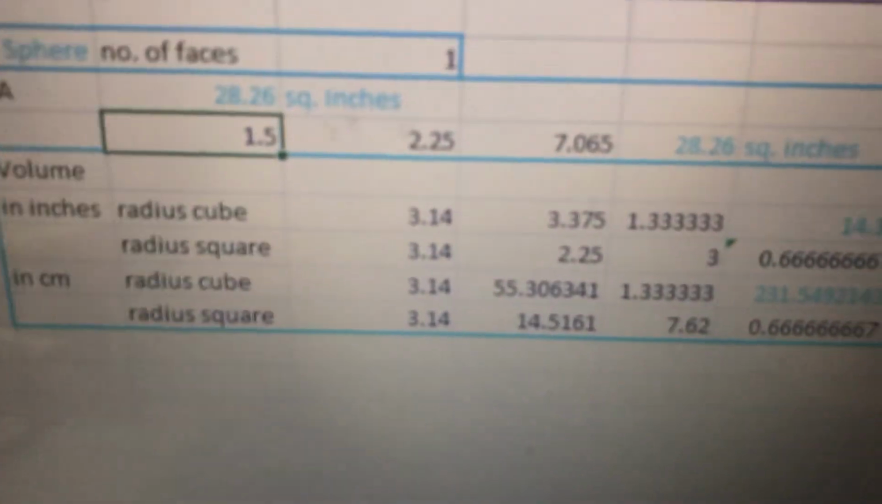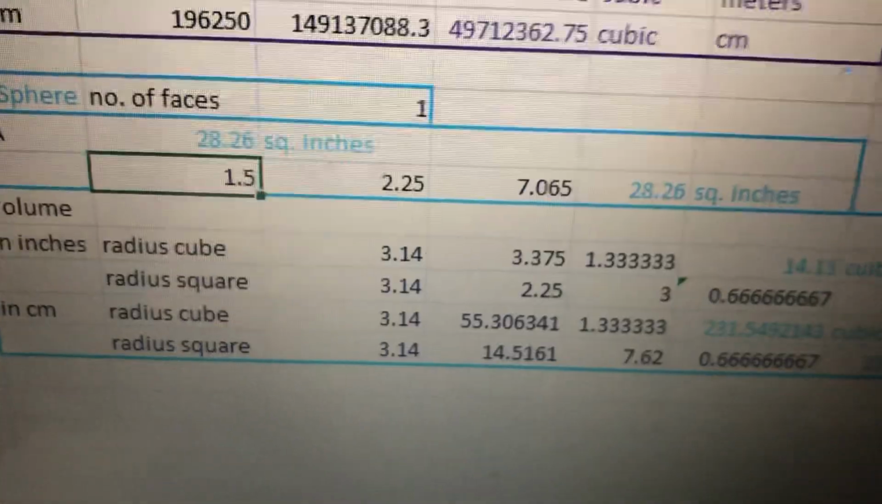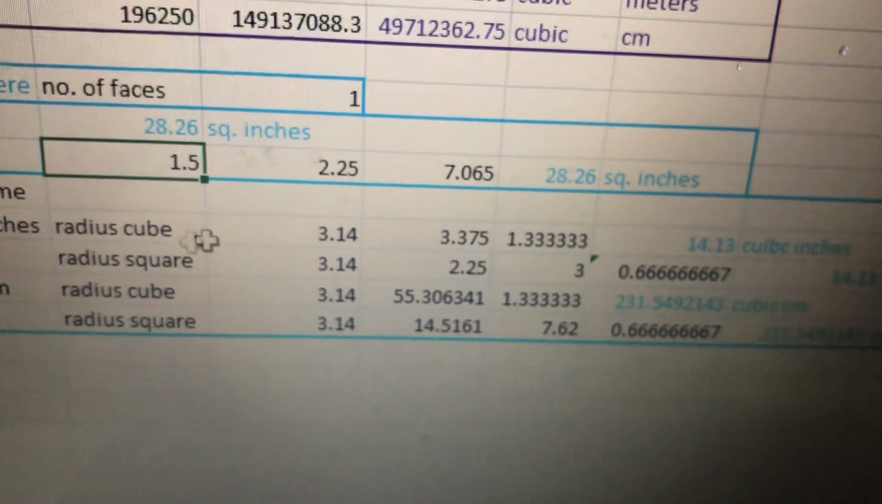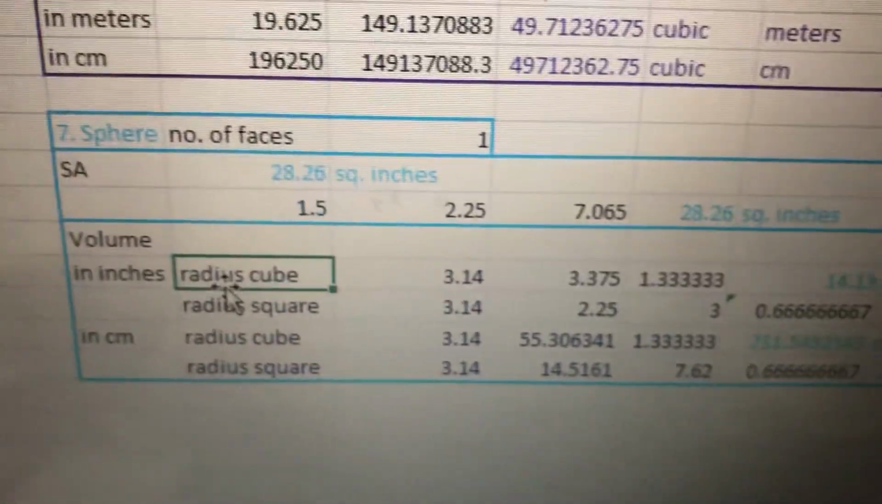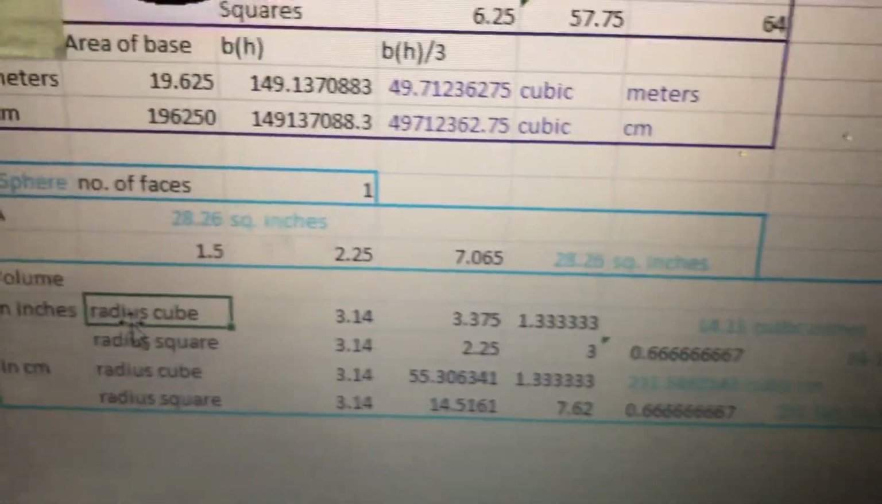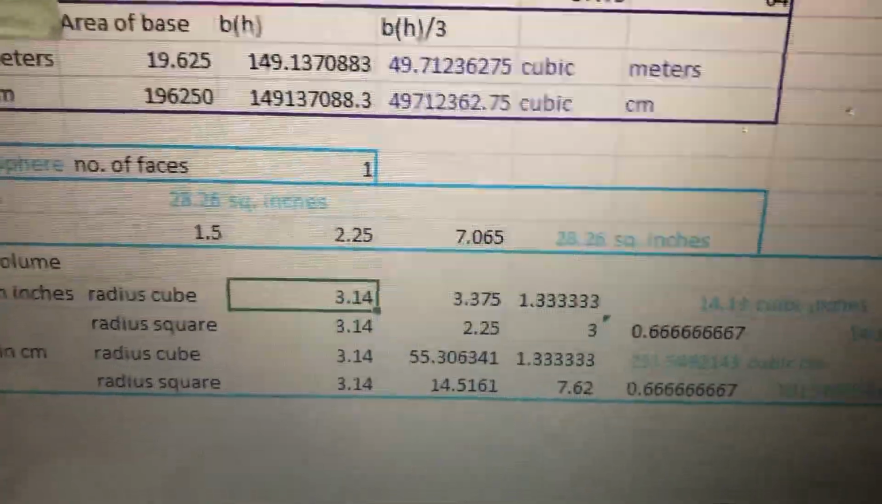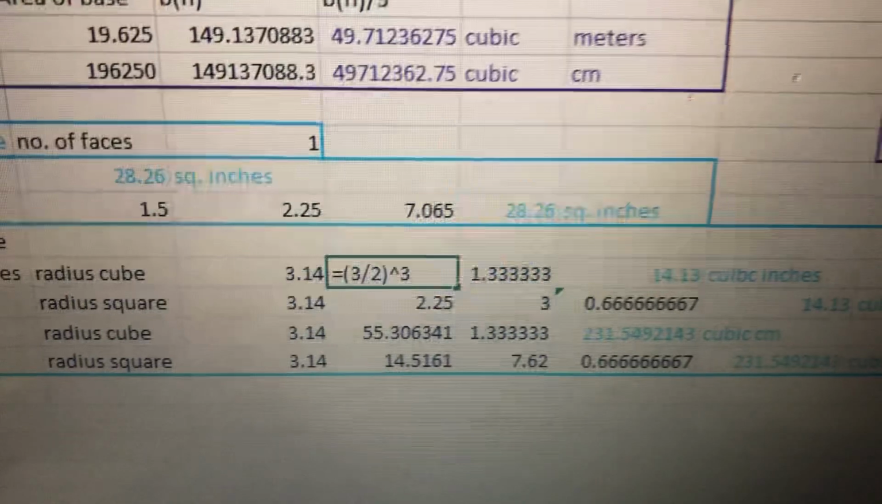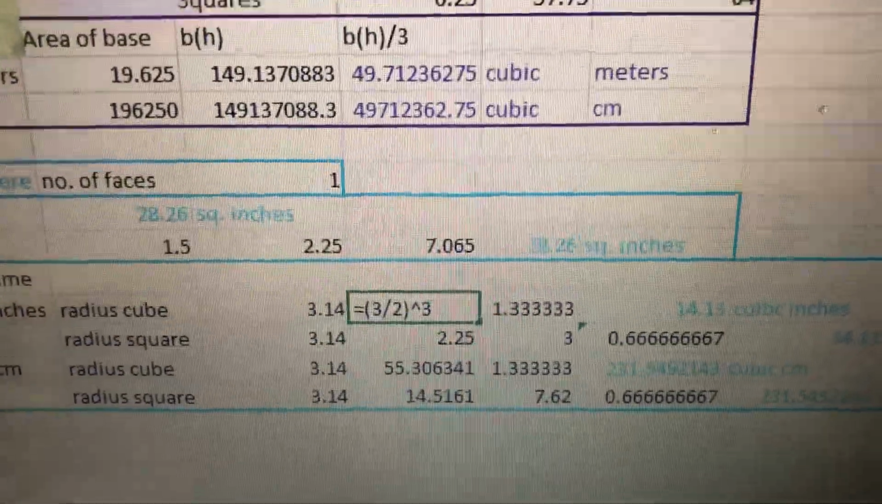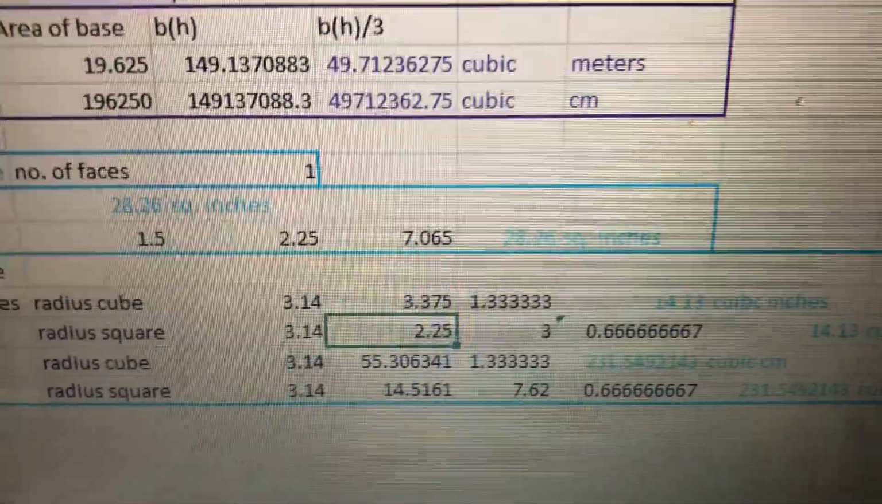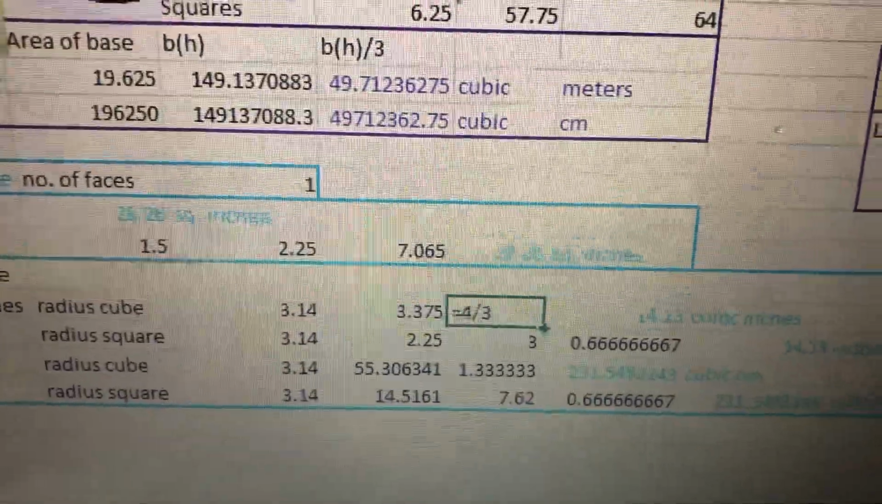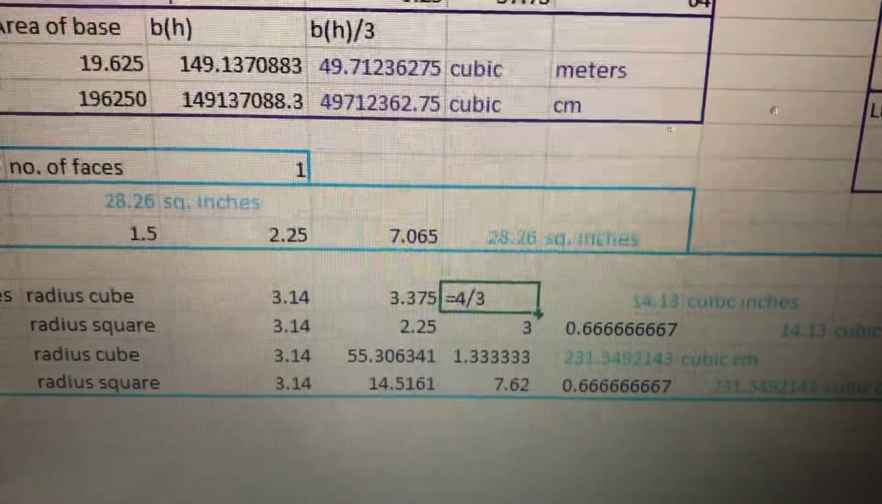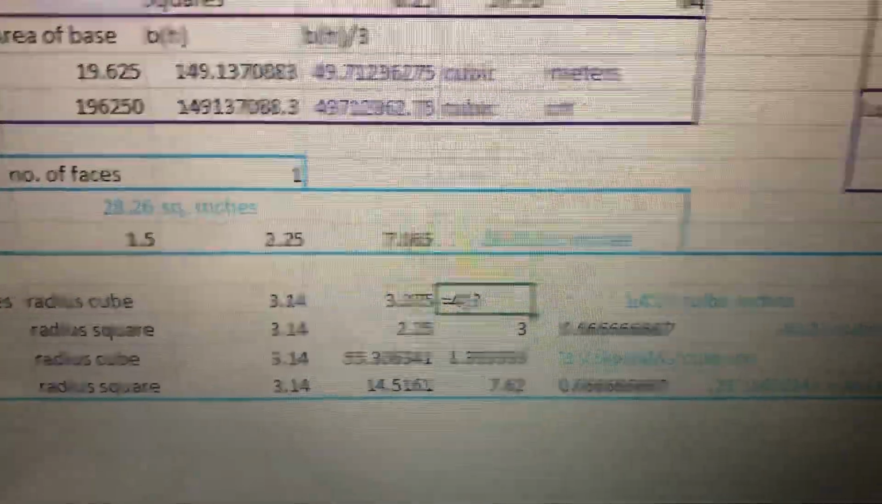Ayan. So there's our formula. So diba remember, this is the formula that I did. Okay? So ito yun, yung direct to the point formula. So you have 3.14. Diba ito yung ginawa ko. 3 halves, which is 1.5 cubed. And we should get 3.375. Then this one times 4/3. And then 4/3. 4 divided by 3.